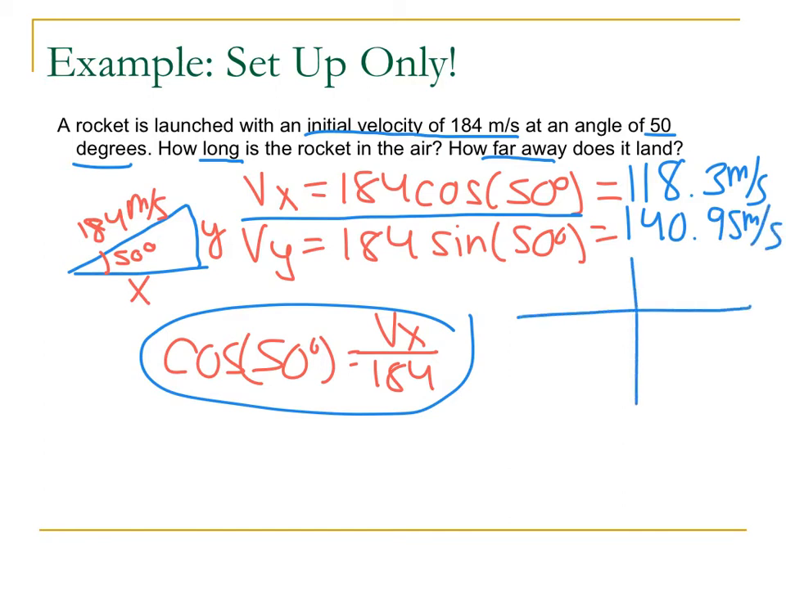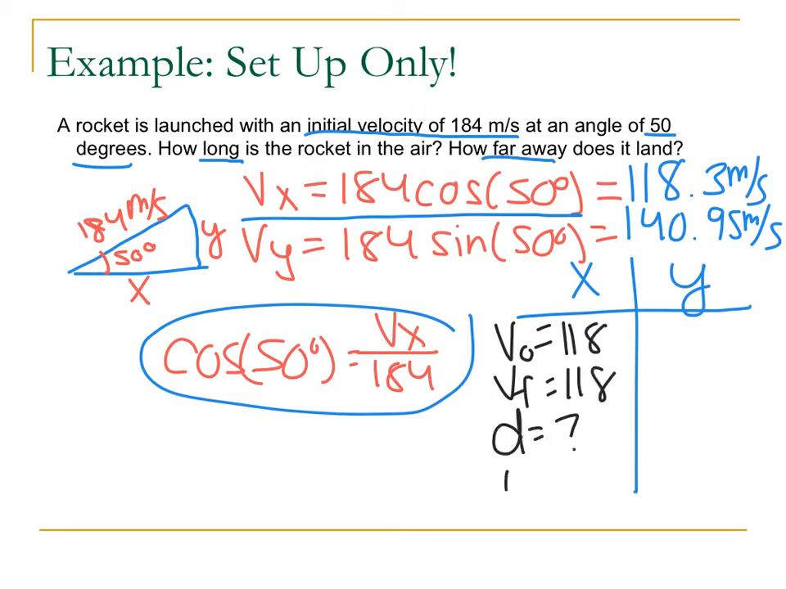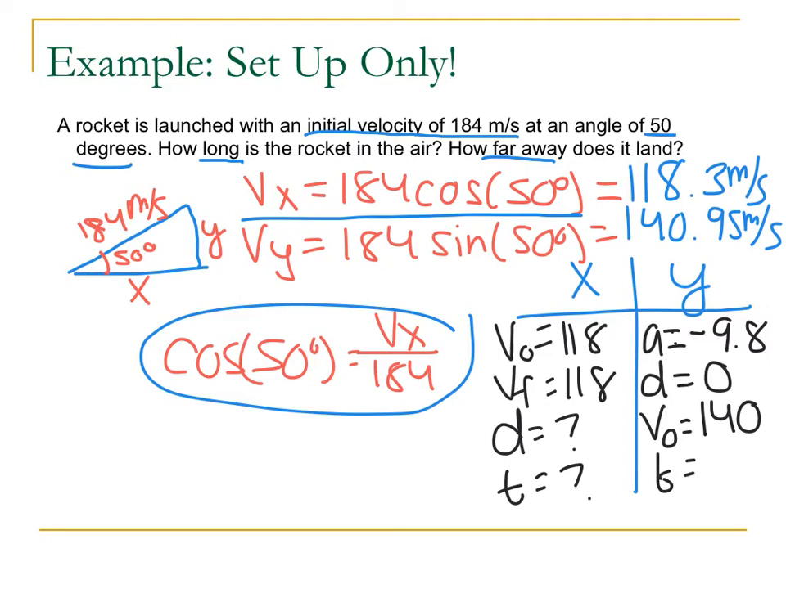Let's do our t-chart in my x and my y direction. So my initial velocity in my x is always the same, 118, looking for my distance, looking for my time. In my y, before I even get started, my acceleration is negative 9.8. My distance is 0. My initial velocity, remember it's a number now, is 140. And I'm looking for time. My next step would be to figure out my equations and solve.